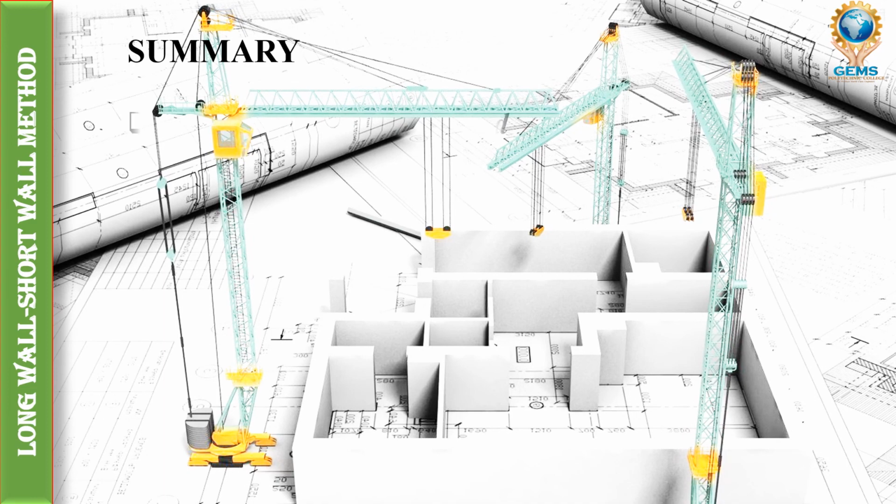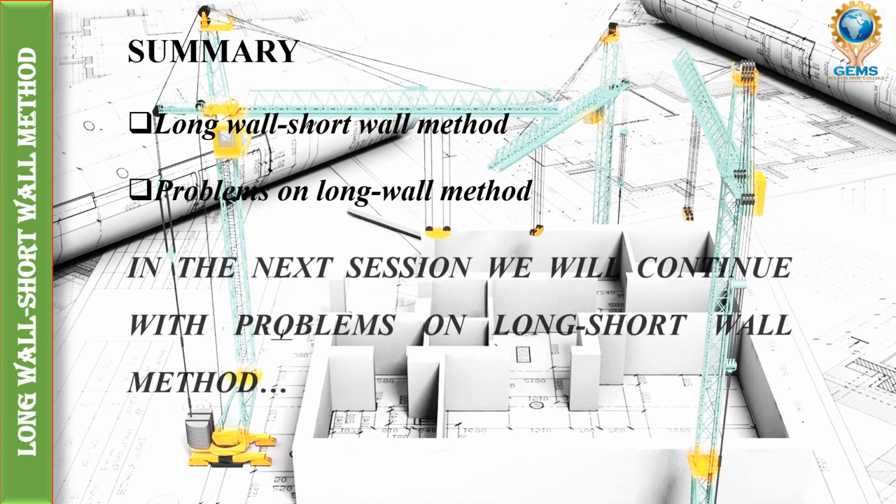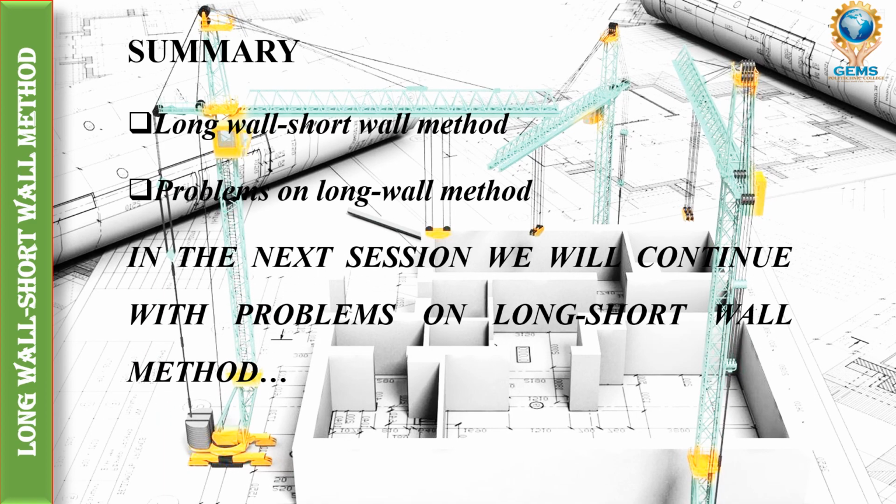So this is a summary. We have seen the problems based on the long wall short wall method. We have completed the third and fourth parts of the problem. We are going through the same problem. In the next lecture, we are going to calculate another two items: the RCC slab roof, how to calculate its quantity, and internal plastering work. These two things we are going to calculate in the coming lecture.